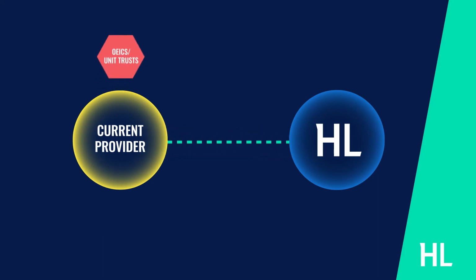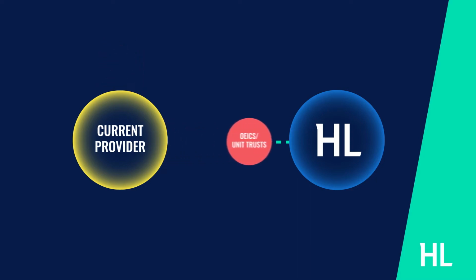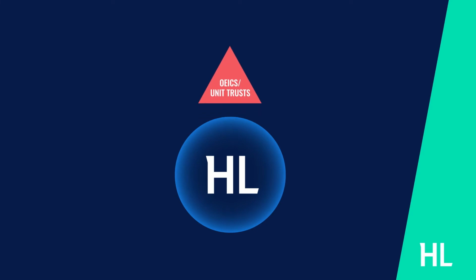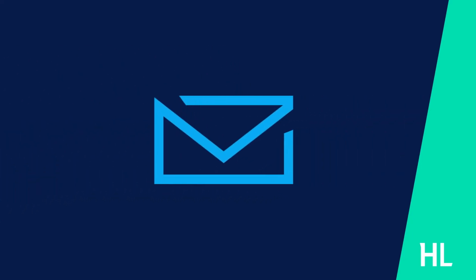If transferring funds, OEICs or unit trusts, your current provider might have a different version from the version available through HL. In this instance, your provider will convert the fund to a common class before transferring. Once we receive your funds, we will convert them to the lowest cost version we offer. We will never convert your fund into a version that's more expensive. If you hold an investment we don't offer, we'll contact you during the transfer to confirm your preferences.